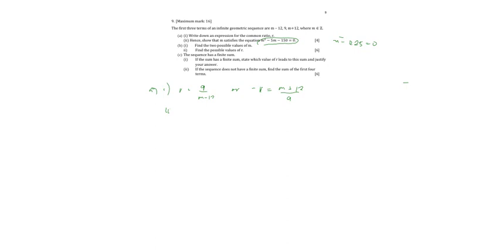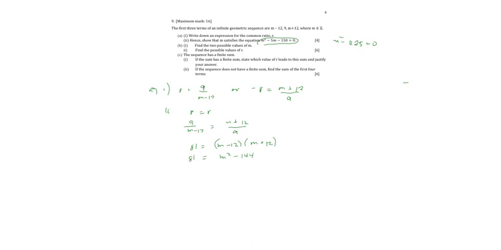So if we have, using these two expressions where r equals r, we'll have 9 over m minus 12 equals m plus 12 over 9. This will give us 81 equals m minus 12 times m plus 12, by cross multiplication, which is equal to m squared. This is the product of the sum and difference of binomials. So m squared minus 144. This is 81.